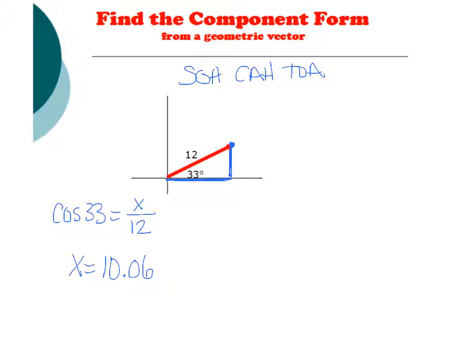Now let's do it again, but this time I need to find the vertical component. Still using my 33 and my 12, but this time I need the opposite. Looks like a sine problem. The sine of 33 is equal to the opposite, which I'll call y, over the hypotenuse. Sine of 33 times 12 gets me a y value of 6.54.